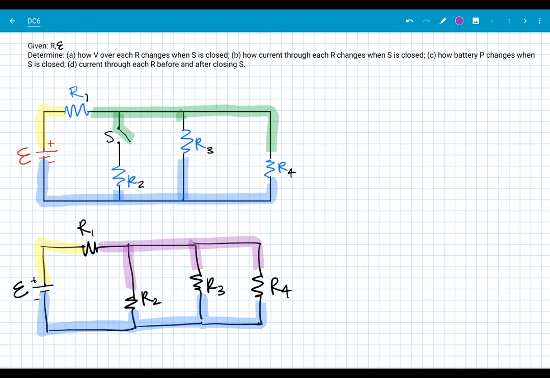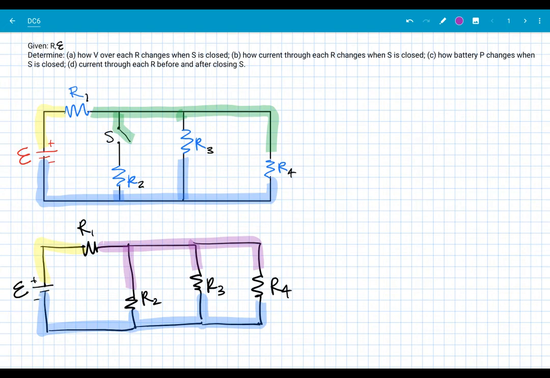Let's look at the top picture with the switch open. As you can see here, resistor 1 goes from yellow to green. So I'm going to have current, because I have a potential difference. I have a potential difference over resistors 3 and 4 as well. They go from green to blue. They're wired in parallel. So check out resistor 2.